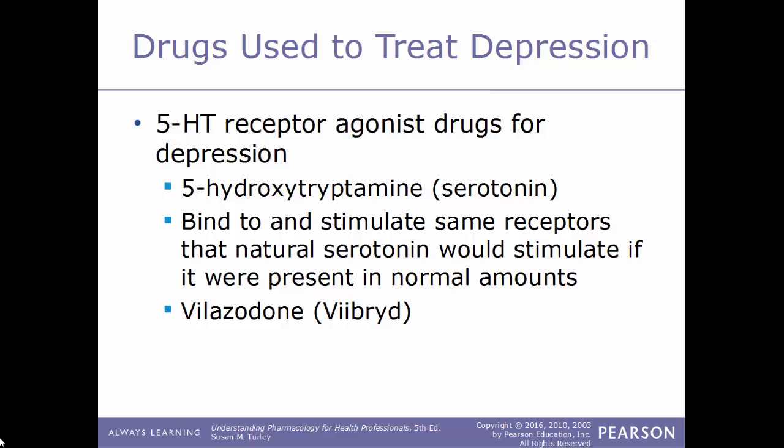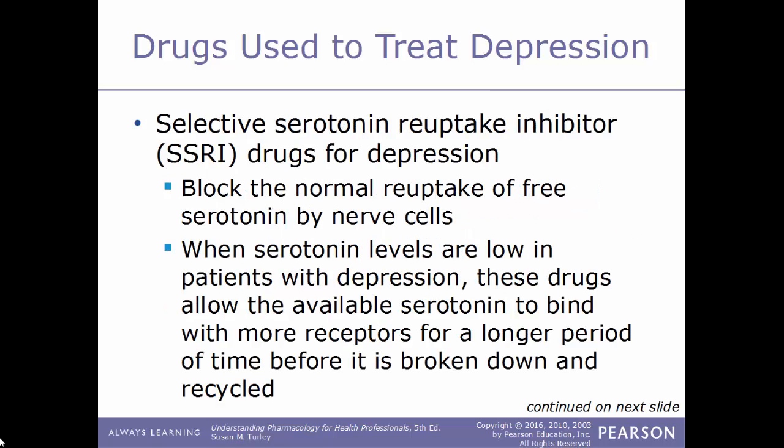Another category of drugs that are used to treat depression are 5-HT receptor agonist drugs. Now the 5-HT references serotonin receptors, and the formal name here is 5-hydroxytryptamine. These agonist drugs will bind to and stimulate the same receptors that natural serotonin would if they were present in normal amounts. An example of this kind of drug would be vilazodone, also known by its trade name Viibryd.